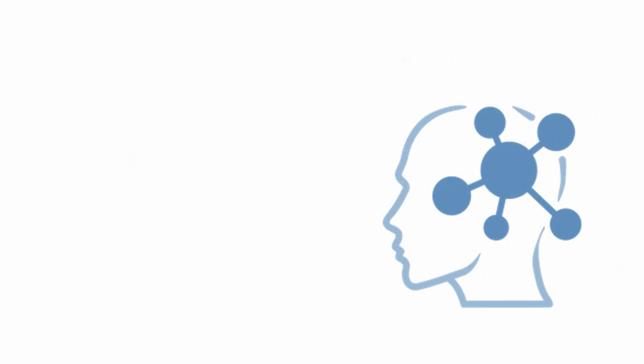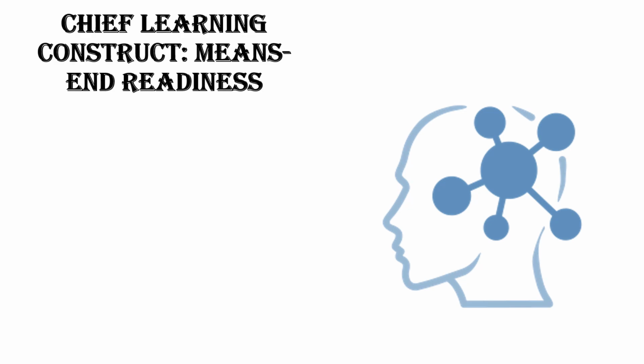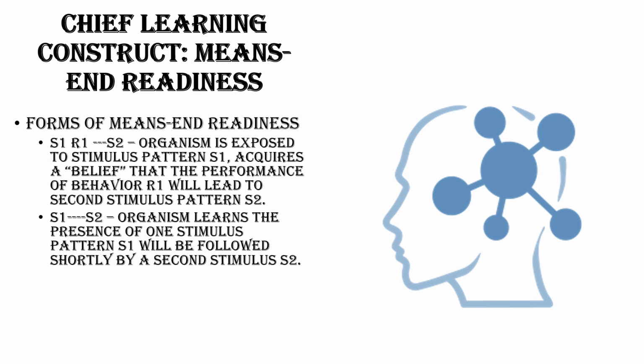Well, Tolman also proposed a chief learning construct, which is the means-end readiness. Well, he proposed two forms of this means-end readiness. The first form is stimulus 1 leading to a response 1 and then to the stimulus 2. It is said that if an organism is exposed to stimulus pattern stimulus 1, it acquires a belief that the performance of some behavior or the response 1 will lead to a second stimulus pattern or stimulus 2.